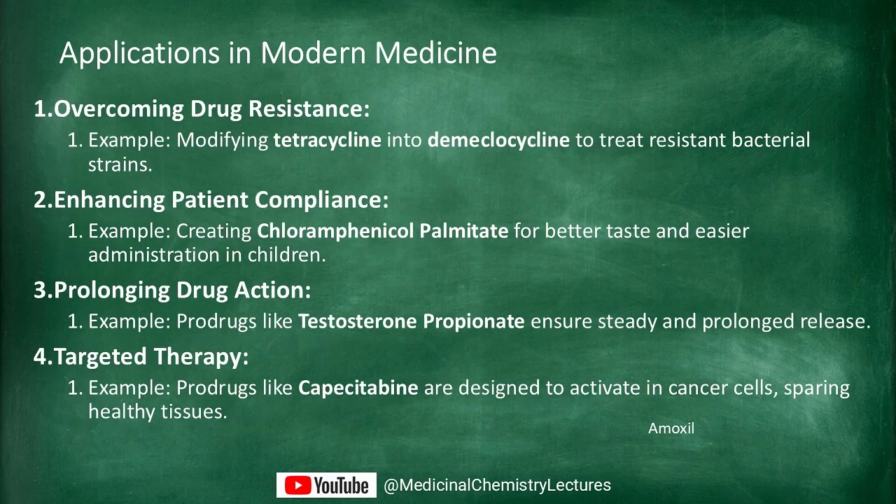Applications in modern medicine. Both analogues and prodrugs have transformed modern medicine, overcoming drug resistance. Example, modifying tetracycline into dimethylcycline helps treat resistant bacterial strains. Enhancing patient compliance. Example, chloramphenicol palmitate makes antibiotics easier for children to take. Prolonging drug action. Example, prodrugs like testosterone propionate ensure steady and prolonged effects. Targeted therapy. Example, capecitabine activates in cancer cells, minimizing harm to healthy tissues. Thus, applications show the power of combining chemistry with biology in drug design.